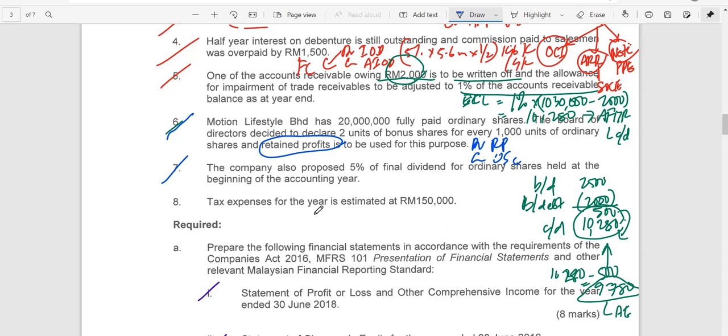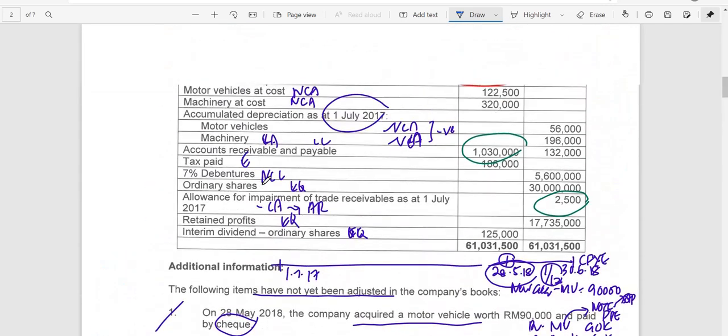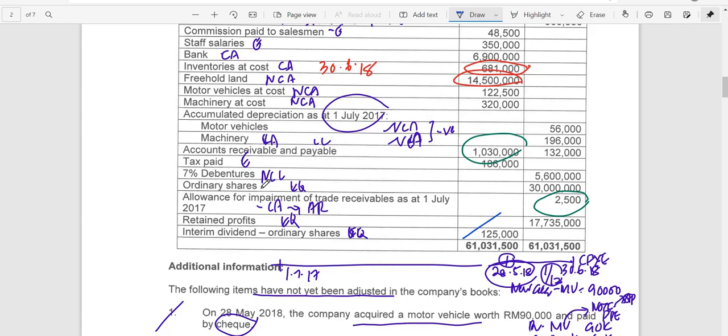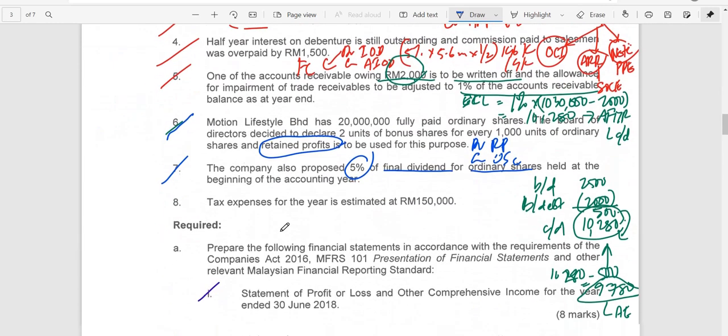And this is the proposed dividend, 5%. We assume this is actually 5% final dividend because there was this dividend that has been informed in the trial balance, that was the interim dividend. So interim dividend, you need to include them in the statement of changes in equity. So does the proposed final dividend at the beginning of the year. That means here the dividend is going to be calculated based on the ordinary shares before the bonus issue in number 6 took place. So this is looking at the shares held at the beginning of the year. We'll do that in a short while.